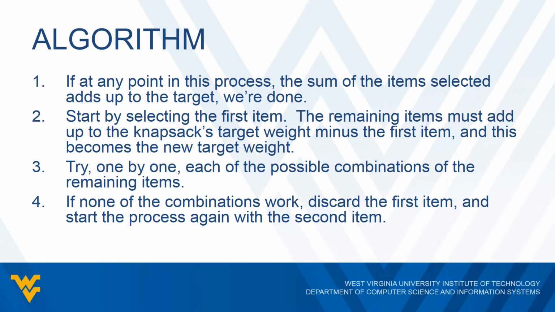So we would pick the second item, and then the target weight would need to be the knapsack's target weight minus the weight of the second item. But we have our new target. We try all the combinations with the other items, not including the first item, because we know that can't be part of it. And then we just keep repeating this.